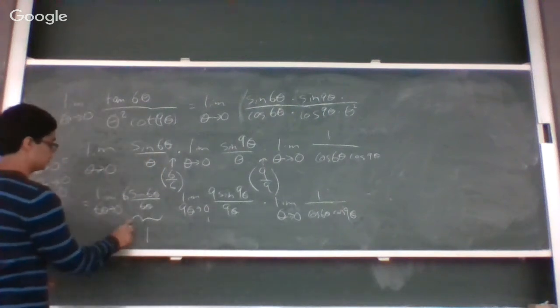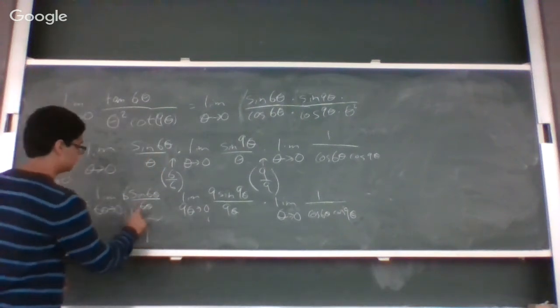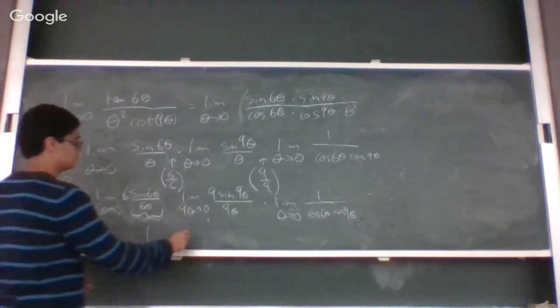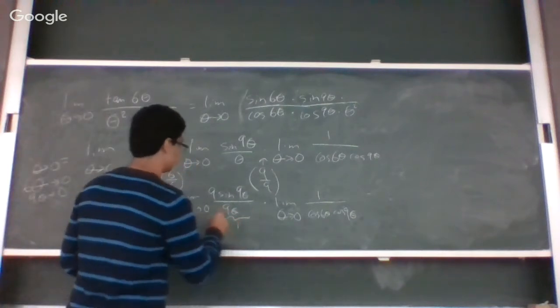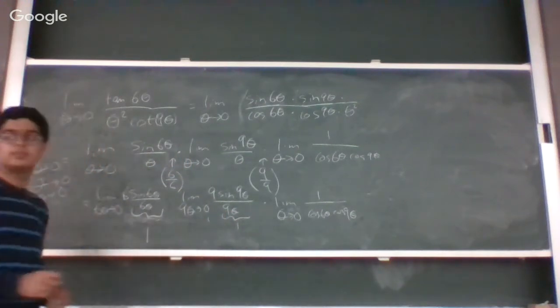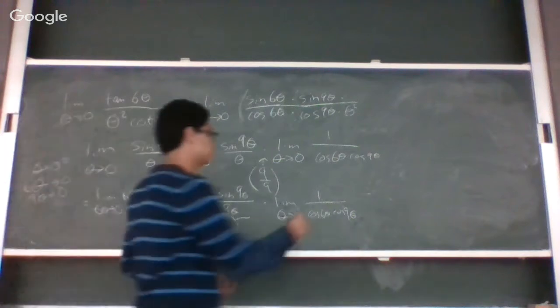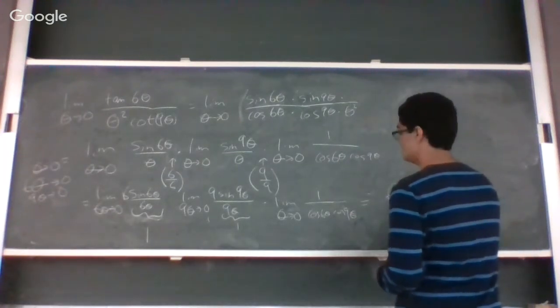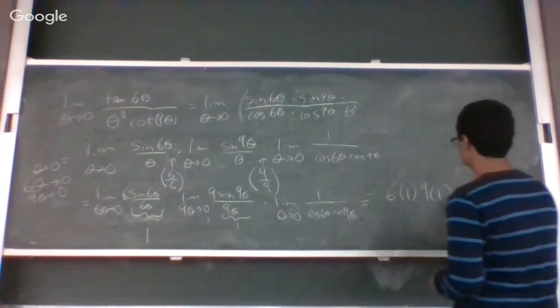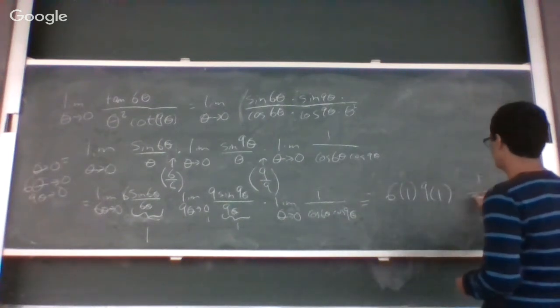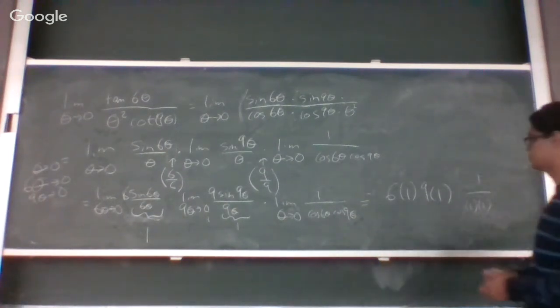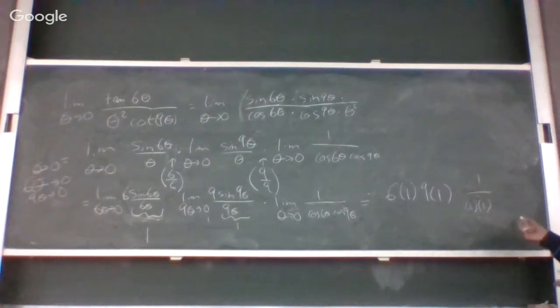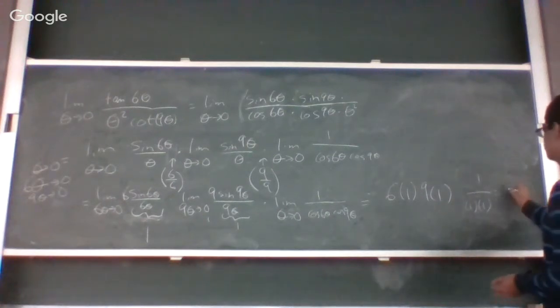So we can do for this little part, not the 6. This little part approaches 1. Okay? So then we can just make this equal to 6 times 1, 9 times 1, times 1 over that, 1 times 1, which is 54.